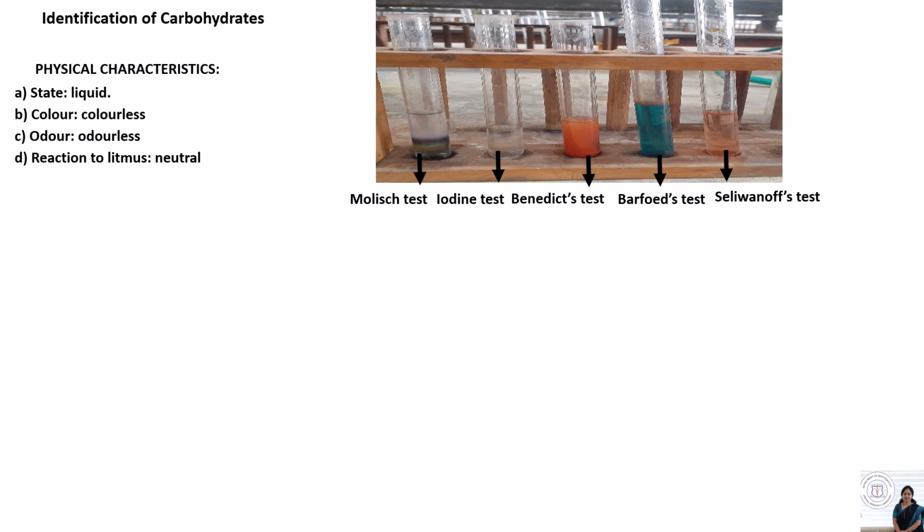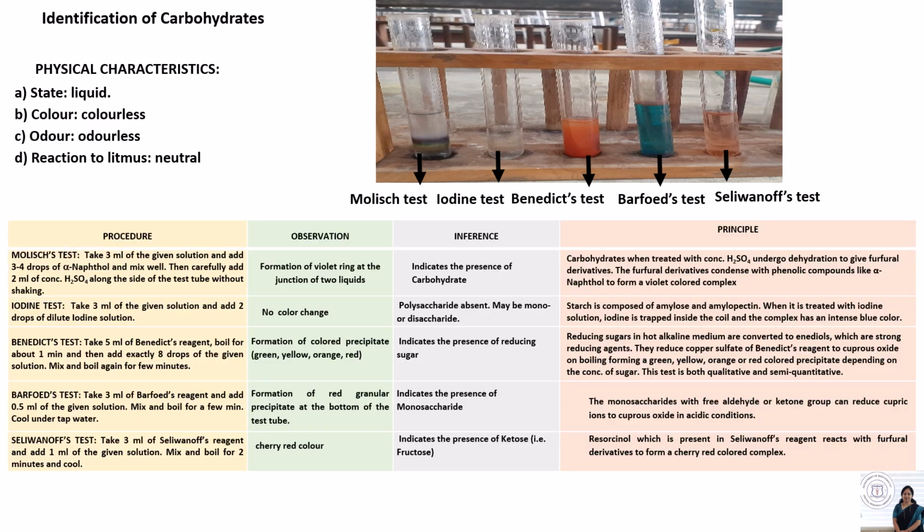So this presentation is on identification of carbohydrate, particularly fructose. Coming to the physical properties, state is liquid, the solution is colorless, odorless, and the reaction to litmus is neutral. So these are the different tests we perform to identify presence of fructose in the given solution. So these are the explanation of the different tests.